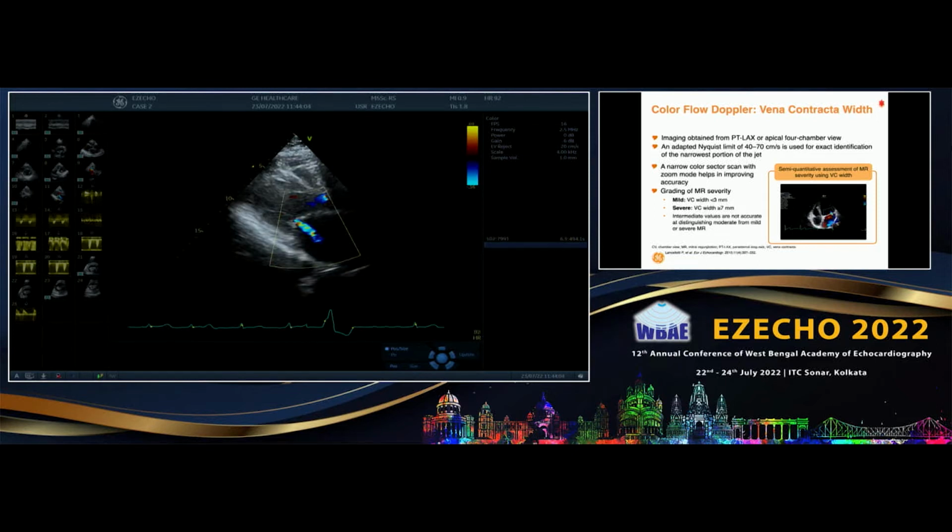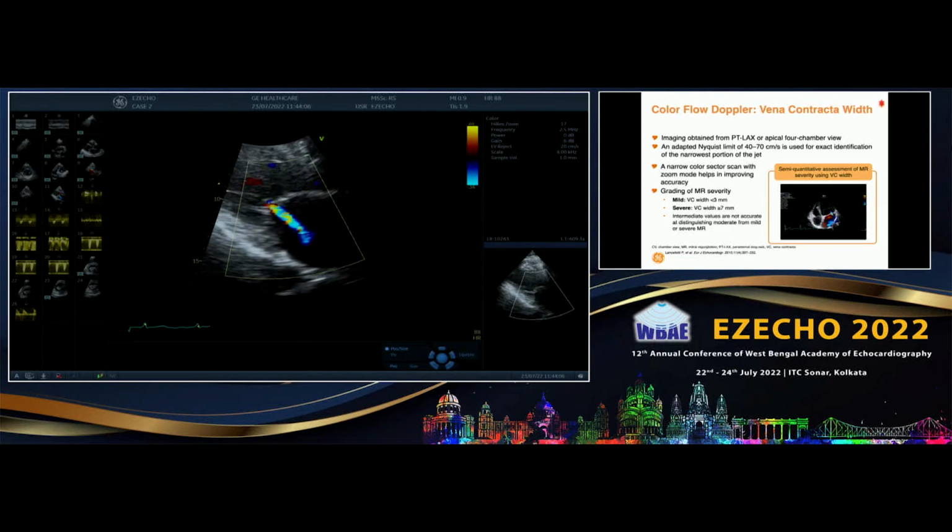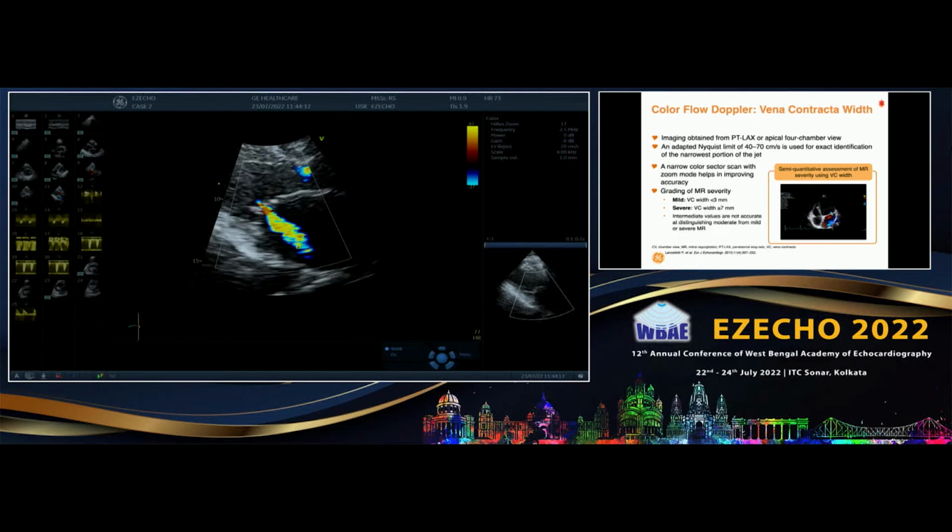Now zoom this and bring down the Nyquist limit as if you are looking at the PISA. Bring it down so that you will see it, now stop this. And now you measure this vena contracta. You can acquire while zooming. I think the next envelope was better. Quite good, this one. And I will take the narrowest point of it. The narrowest point, there, this one.